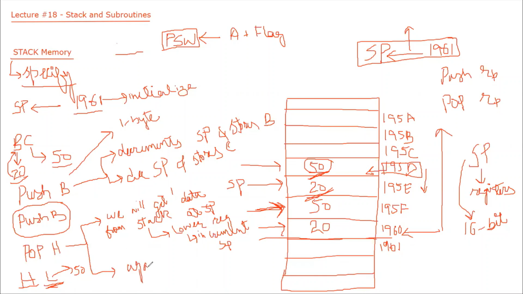Then we do the same procedure again. What is the above procedure? Go to the memory, at which location? At the location stored by the stack pointer. So this is the location. Get data from here and store this data in the higher register. What is the higher order register? H. So we will store 20 here. And after storing 20 here, we have to increment the stack pointer. So it was 195E. After incrementing, it will go to 195F. So our stack pointer will now move to this location.